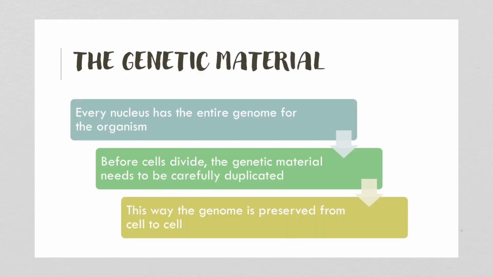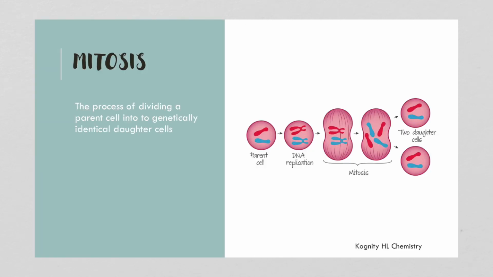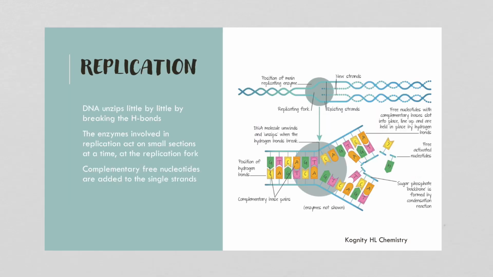Again, DNA is the genetic material, so every nucleus has the entire genome for the organism, so all the instructions for building a new organism. And before cells divide, that genetic material needs to be carefully duplicated. This allows the genome to be preserved from cell to cell. So the process of making 2 new cells is called mitosis. So it's dividing the parent cell into 2 genetically identical daughter cells. In biology, you learn the details and the steps of that. We won't do that for chemistry.